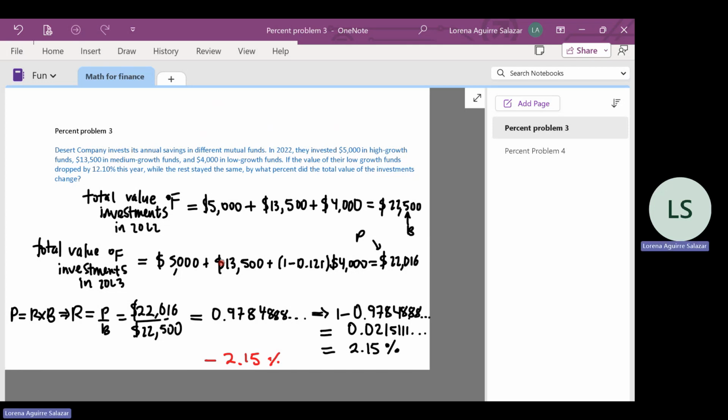All right. In this problem, we got to use the formula P equals R times B. And we use that formula to compute various quantities. To know by what percent the total value of investments changed, we computed the value of investments in 2022, the value of investments in 2023, and compared those quantities. And based on those quantities, we could find that percent that we were asked about.